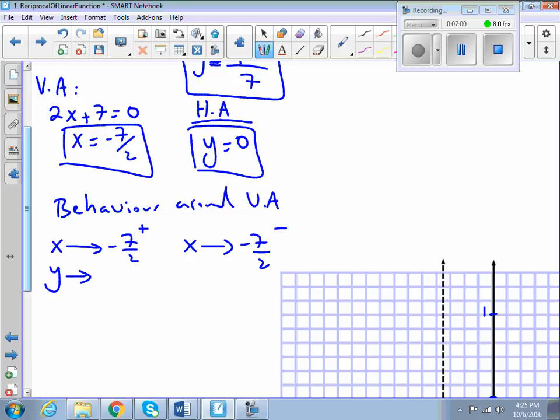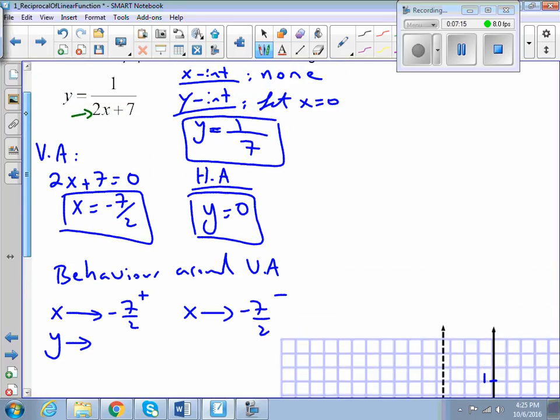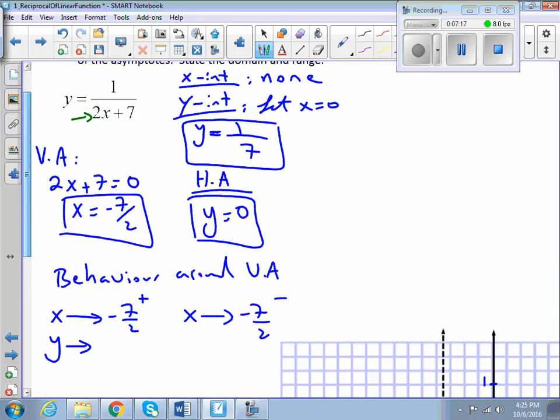So -7/2 is -3.5. Now I'm saying from the right-hand side, that means slightly larger than -3.5. For example, -3.4. Okay? So we sub -3.4 into the function, and I'm going to look at what value I get. So 2 times -3.4, that's -6.8. Plus 7, that's going to be positive 0.2. So 1 divided by 0.2 is going to be a large number.